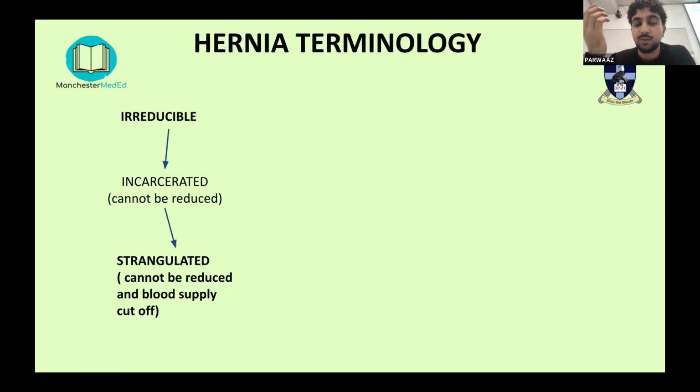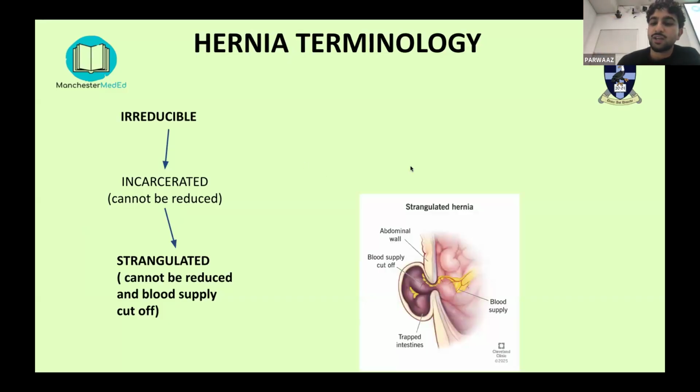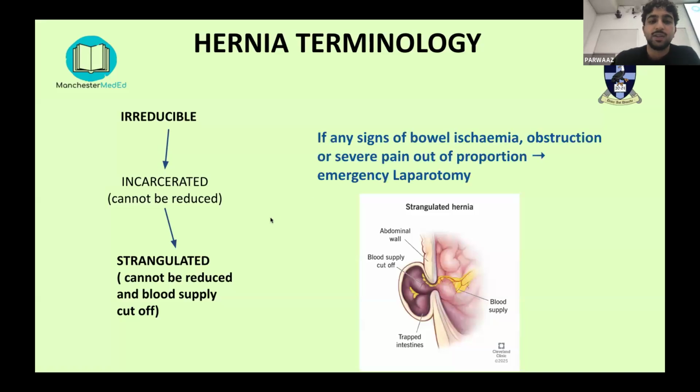The way I think of it is: incarcerated means you've gone to prison and then you get strangled by an inmate. Simple as that. It goes on and it progresses, and strangulated hernias are always an emergency that needs to be dealt with immediately.